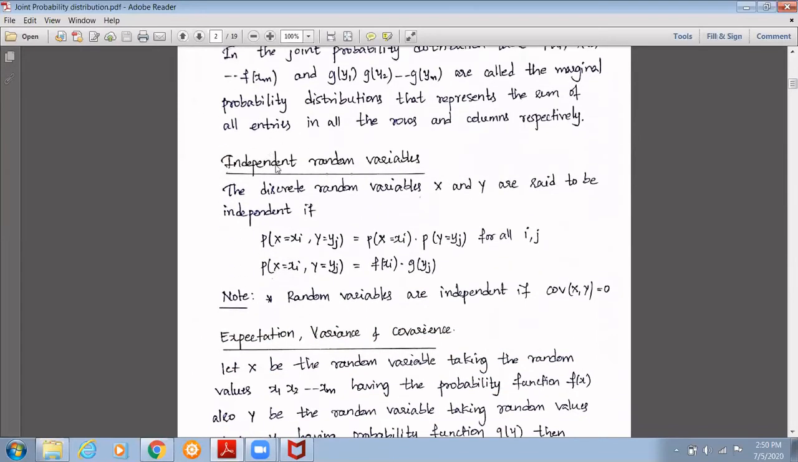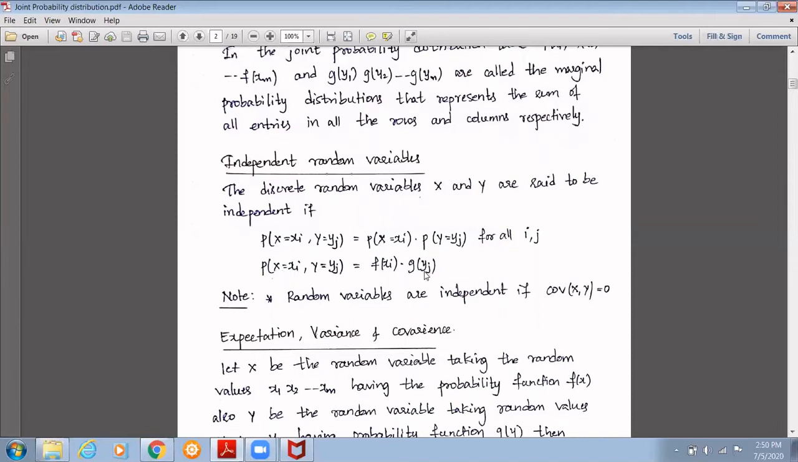Next is the definition of independent random variables. The discrete random variables x and y are said to be independent if they satisfy the condition P of X equal to xi, Y equal to yj is equal to P of X equal to xi times P of Y equal to yj, or in other words, we can write it as f of xi times g of yj.